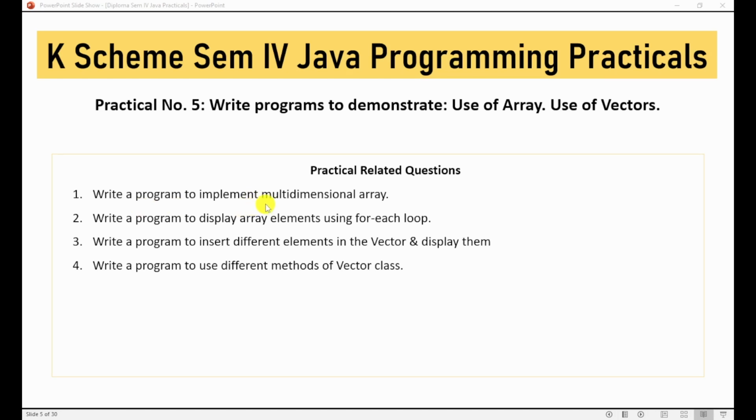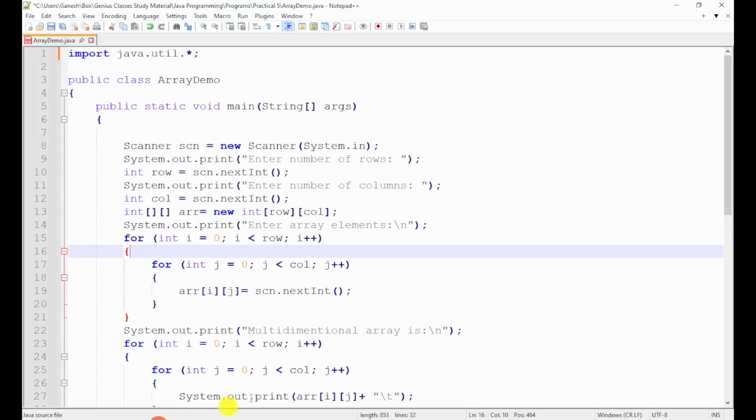We have to use a multi-dimensional array. So what is a multi-dimensional array? An array having 2 or more dimensions becomes a multi-dimensional array. Generally an array has a single dimension, but if we create a multi-dimensional array, it has 2 or more dimensions. So moving toward the program directly.